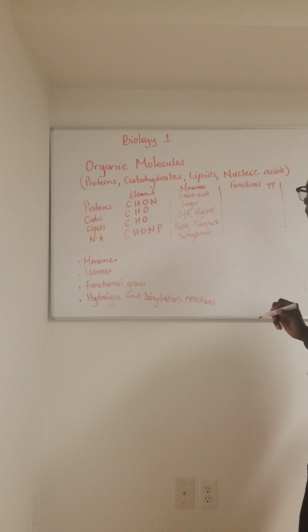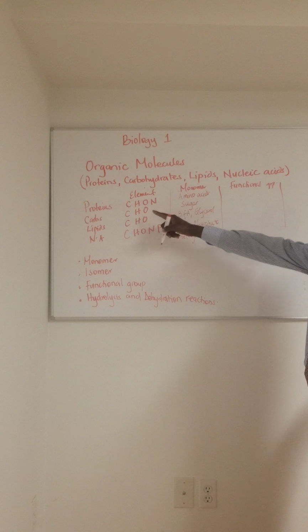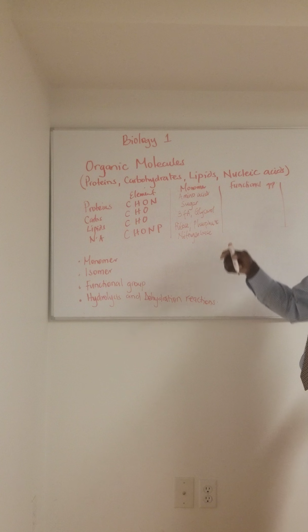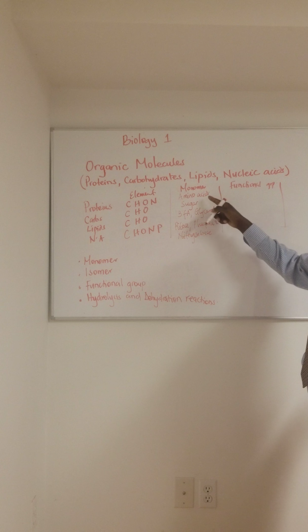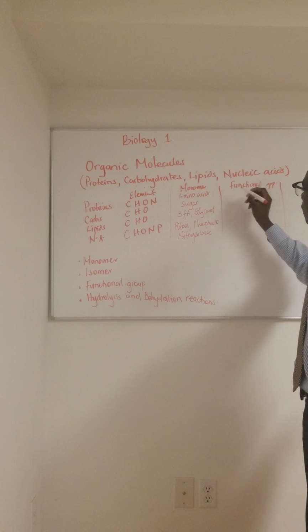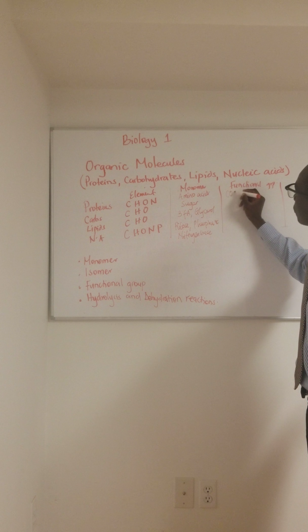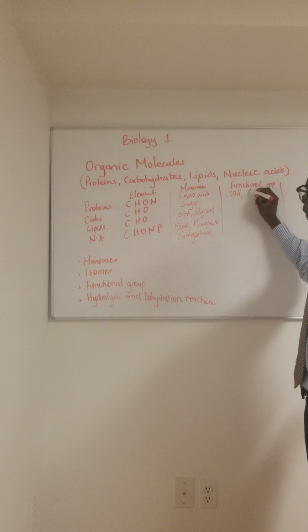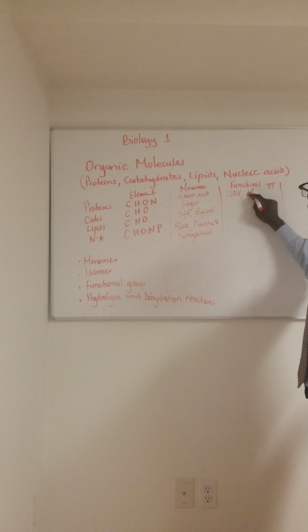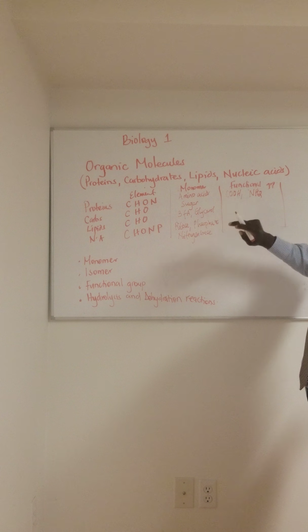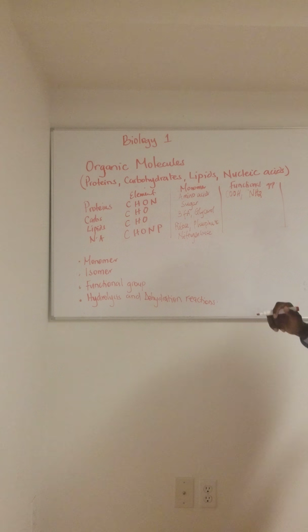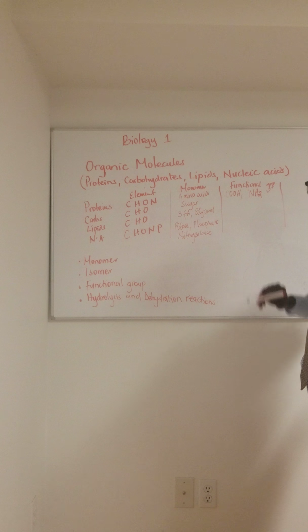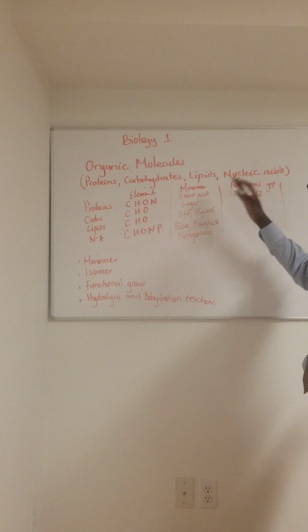To look at the functional group of proteins, we have amino acids as their monomers. Amino acids have 2 functional groups. We have what we call the carboxylic group, COOH, and also an amino group, which is NH2. So this is nitrogen and carbon and hydrogen and oxygen. This is the functional group of a protein, or an amino acid.